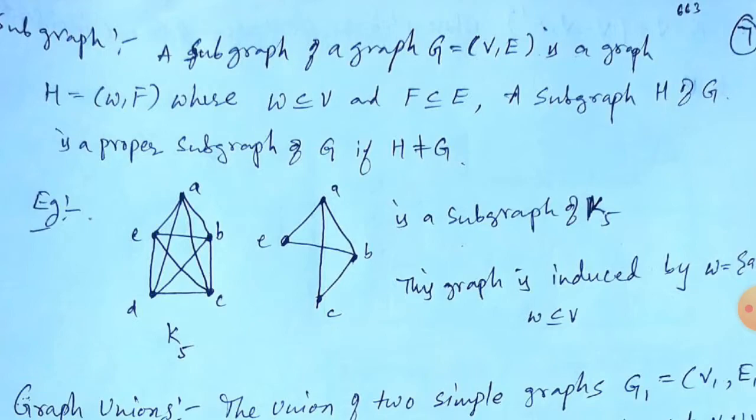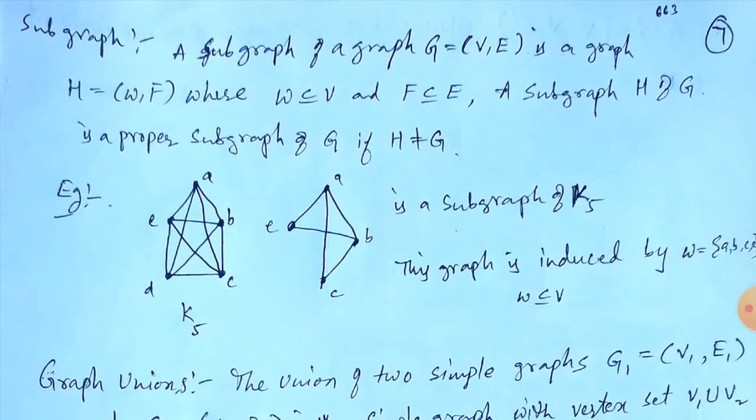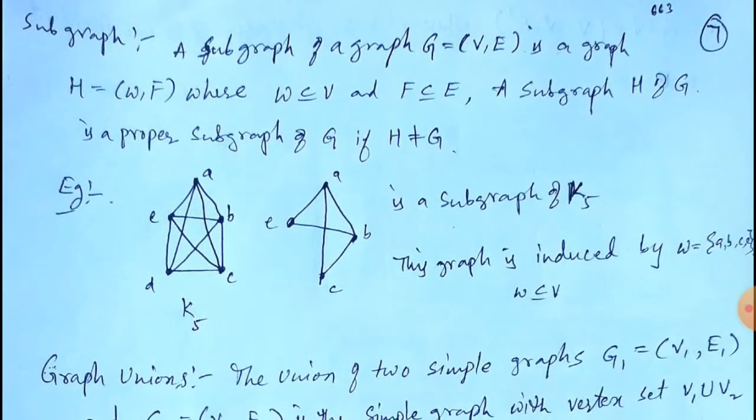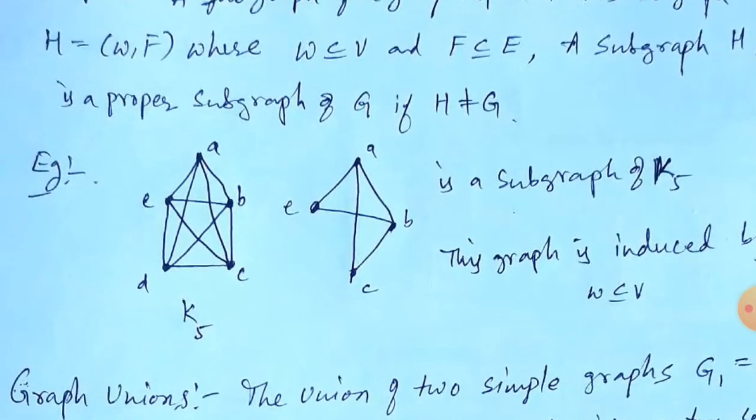A subgraph H of G is a proper subgraph of G if H is not equal to G. If they are the same, that is improper. If they are not the same, it is a proper subgraph. Now observe this one.